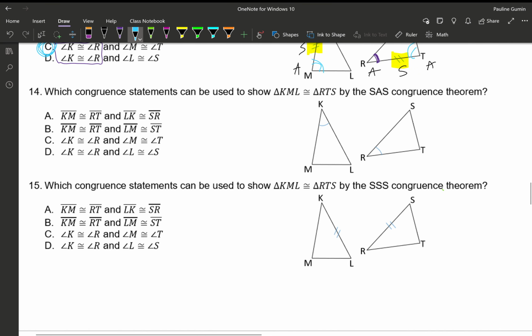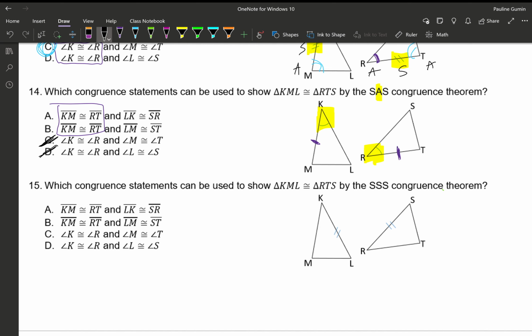Let's do the same thing with number 14. In this problem, we want to make these two triangles congruent by side, angle, side. And we are already given the angle. Therefore, let's cross off the angle options. We do not need them. Goodbye, letter C and D. A and B both start with KM is congruent to RT. So let's mark that. KM is congruent to RT.